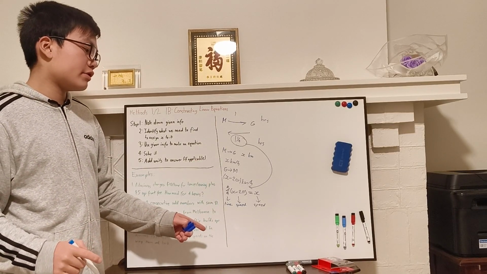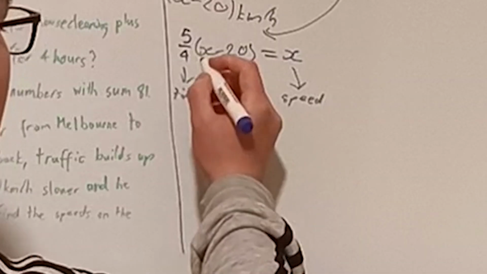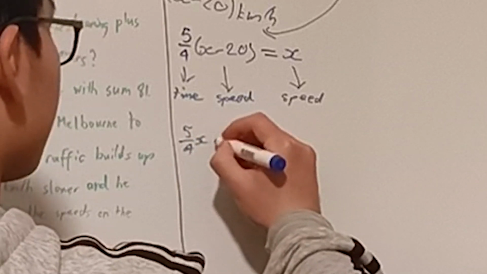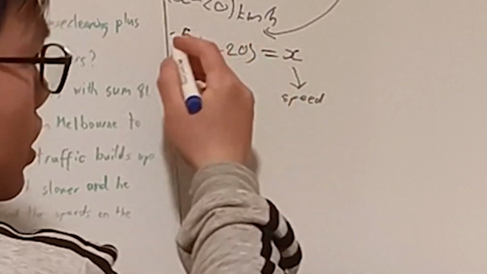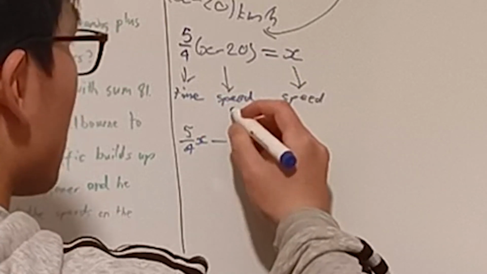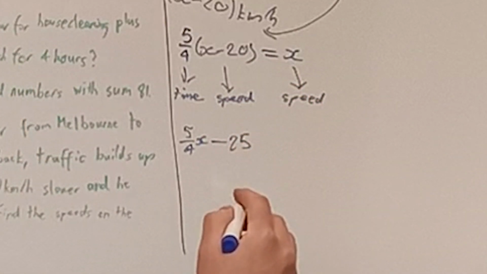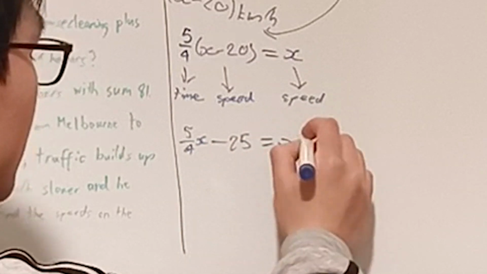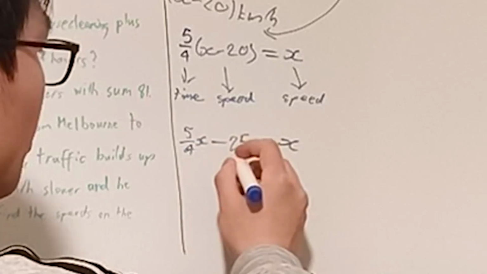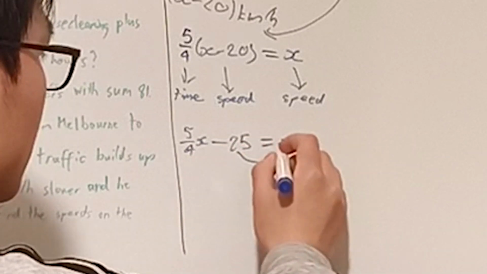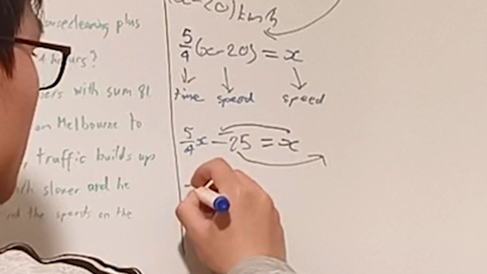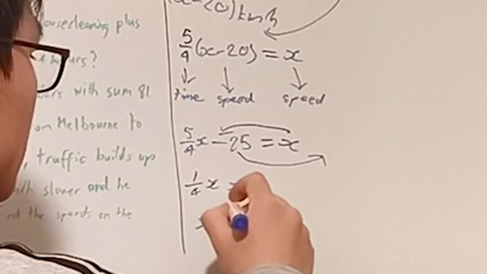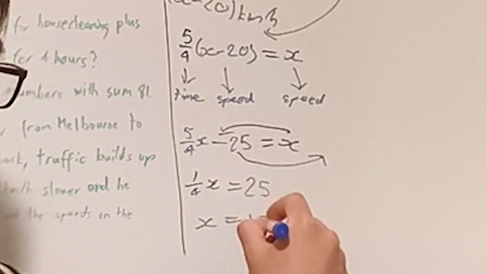What we can do now is solve it. So 5/4 of x, that's just 5 over 4 x. And then minus 20, 5/4 of 20 is 100 divided by 4, so that's 25. And then that equals x. Now we just solve it. So when we bring this to this side and then bring the x over to this side, that means 1/4 x equals 25. So x equals 100.